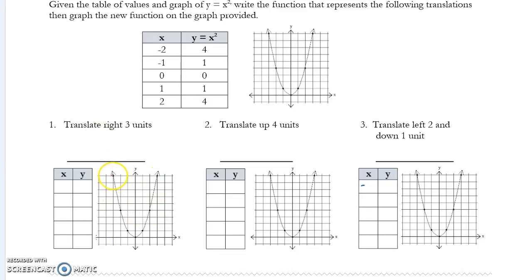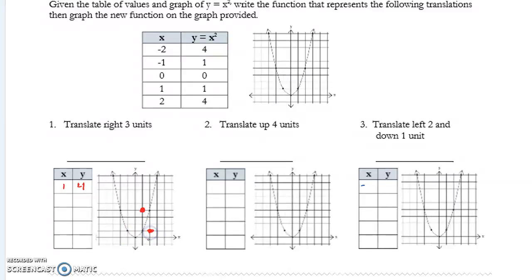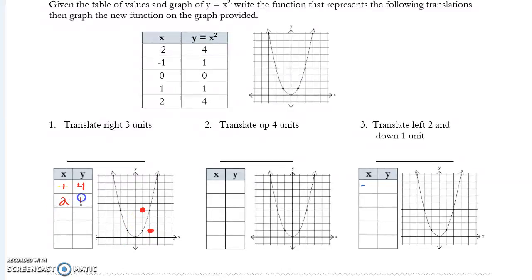So I'm going to ignore the one up at the top here for this ordered pair, but for the one that's (-2, 4), 1, 2, 3 units right, that has now become (1, 4), 3 units to the right here. For (-1, 1), it's 1, 2, 3 units. It's now become (2, 1). My vertex has gone to (3, 0), and then I'm at (4, 1) and (5, 4).